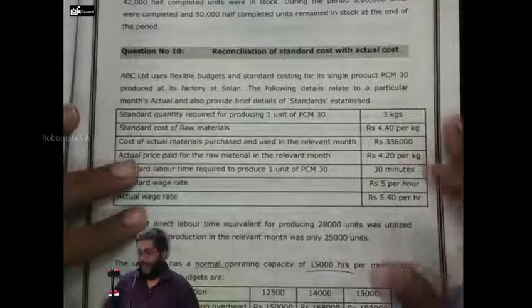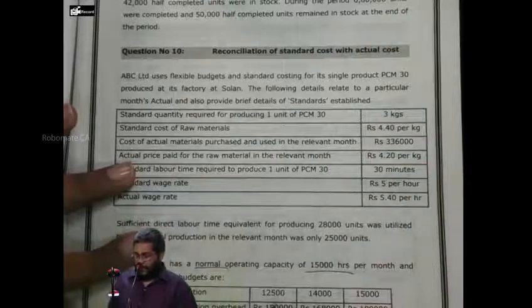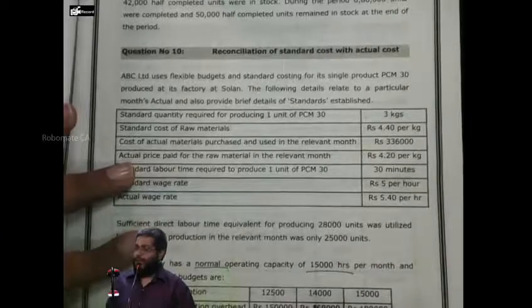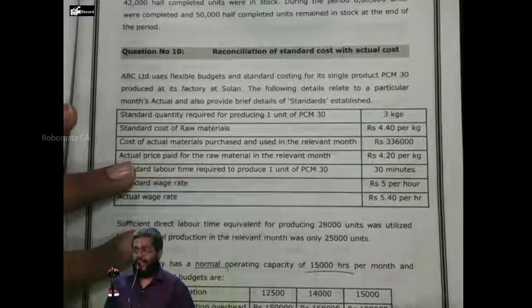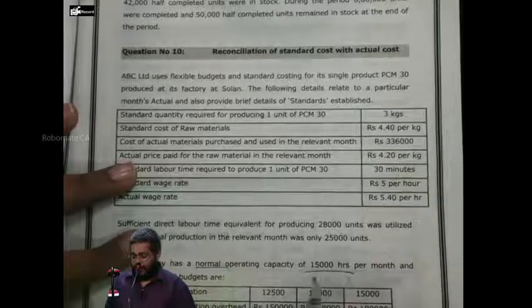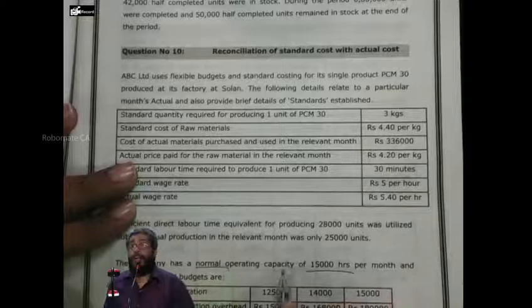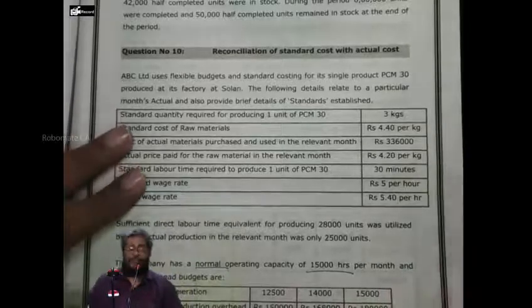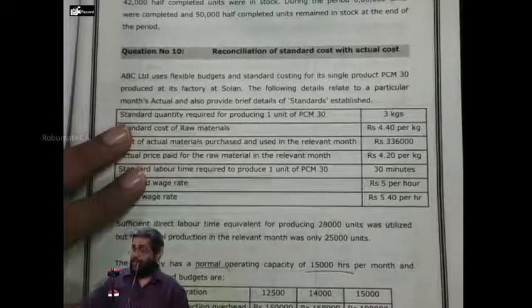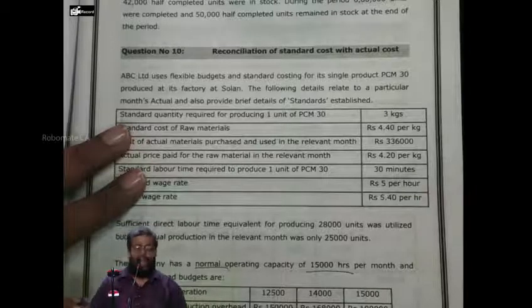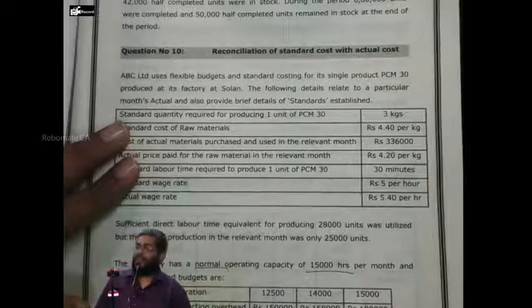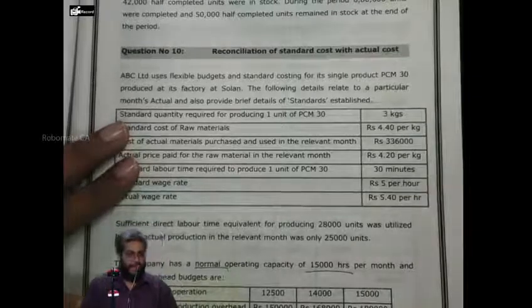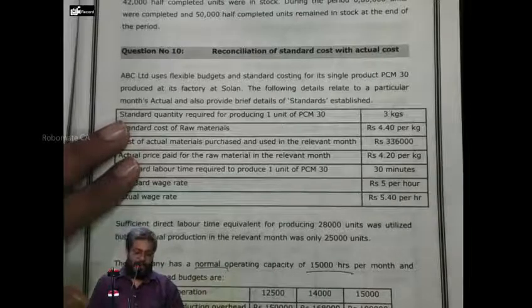Are you following what I am saying? In that case, I will divide by 15,000 hours. Why? Because the question says 15,000 hours per month as normal capacity. So SR per hour is equal to 2,70,000 divided by 15,000, which is 18 rupees per hour.